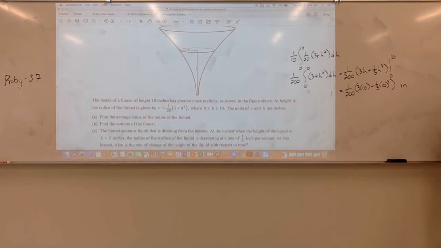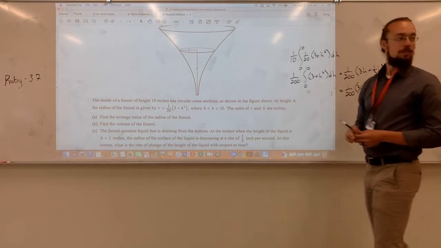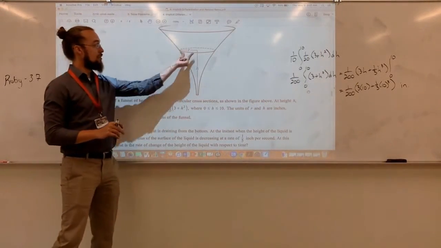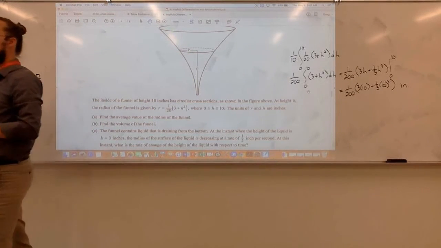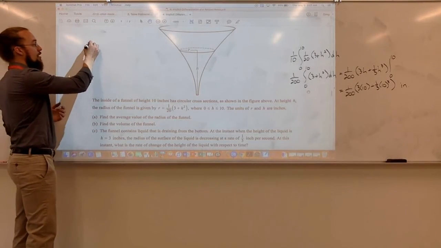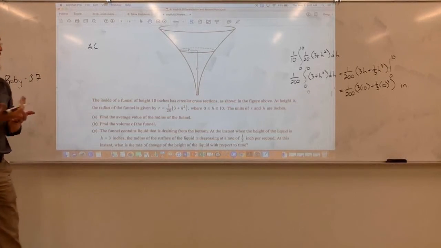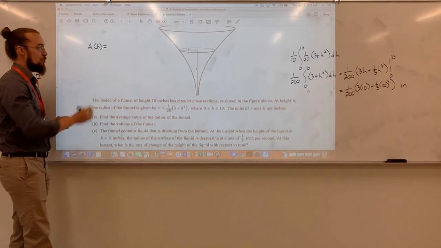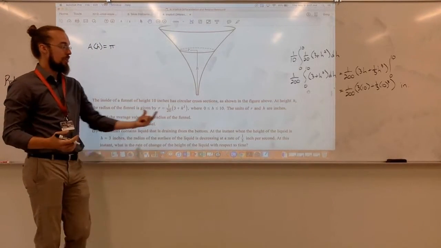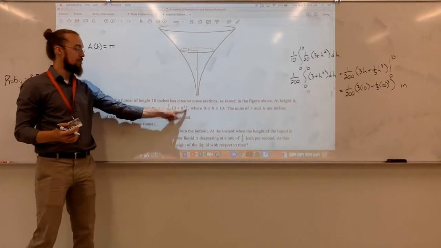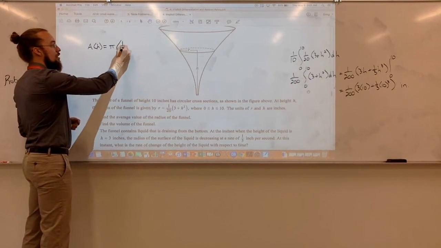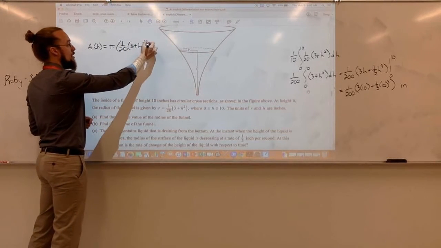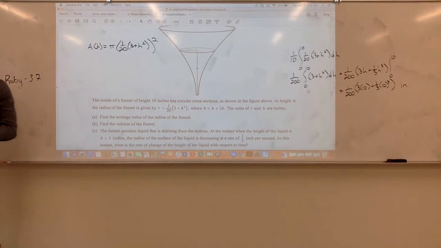You have to set it up like a circle. Area. Antiderivative. Yeah, that's it. So we've got a function that models the radius of a cross-section, and I want to find a function that models the area of a cross-section. So I'm going to say A of h is going to be pi times the radius squared. So pi times this function squared: 1/20th times (3 plus h squared) squared.